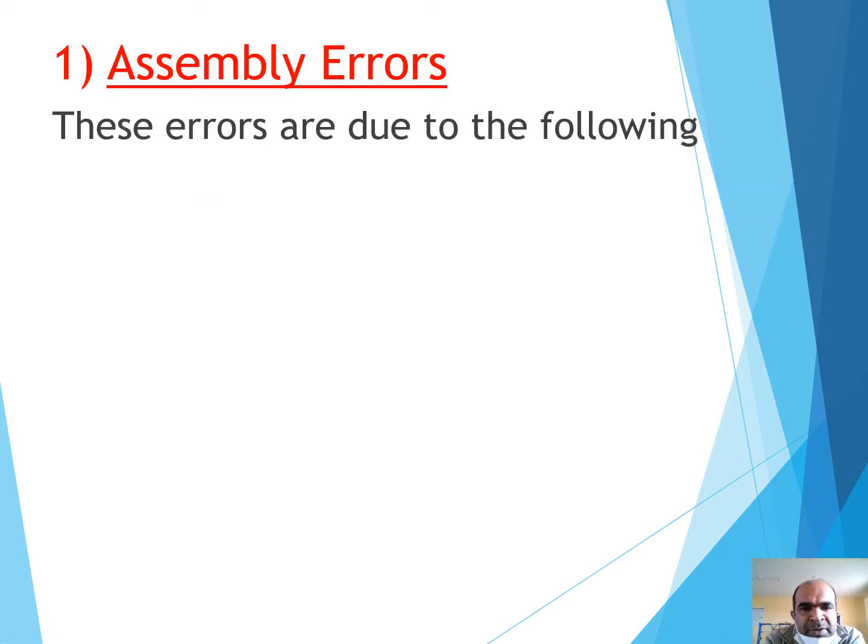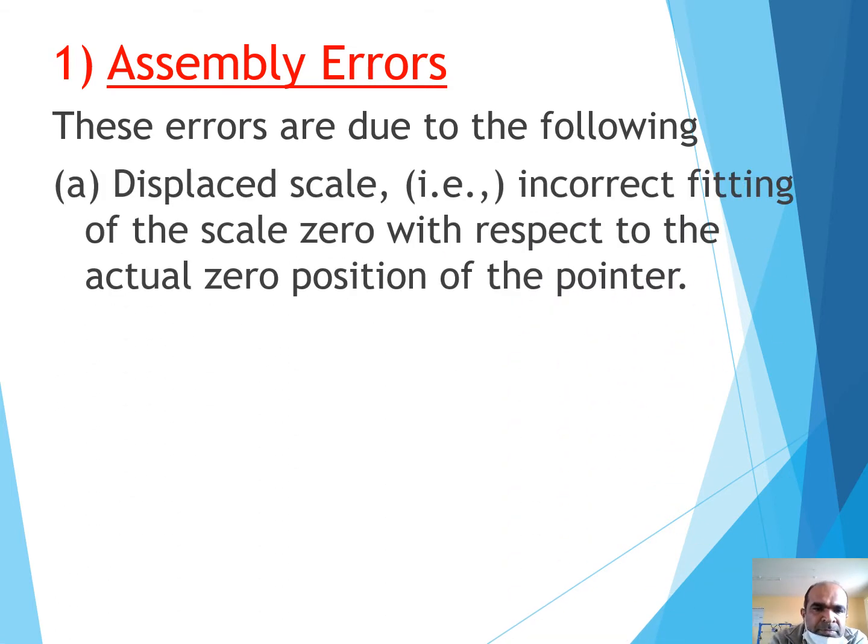Then there are different types of errors. The first one is known as assembly error. These errors are due to a displaced scale or incorrect fitting of the scale 0 with respect to the actual 0 position of the pointer. If the pointer is not correctly pointing at the 0 marked on the scale, this is known as displaced scale. So I call this displaced scale error.